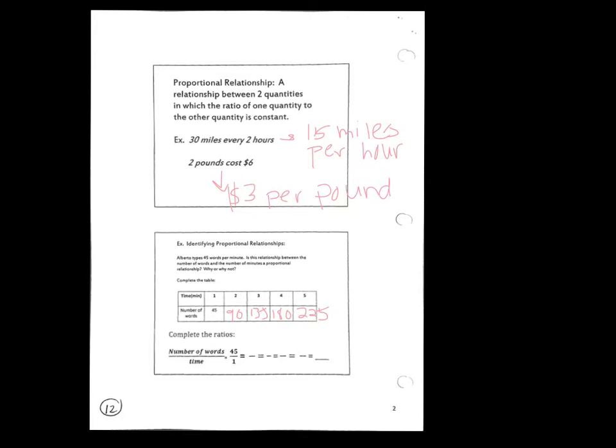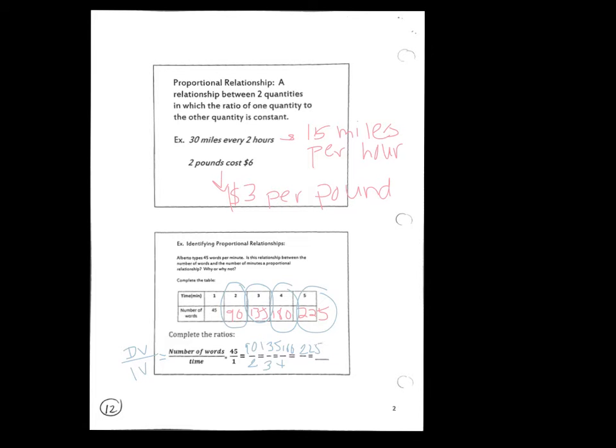So if we look at each pair, 45 over 1, so remember we're going to do dV divided by IV to find the unit rate. 45 over 1, 90 over 2, so we're just comparing each of the unit rates. 135 divided by 3, 180 divided by 4, and 225 divided by 5.